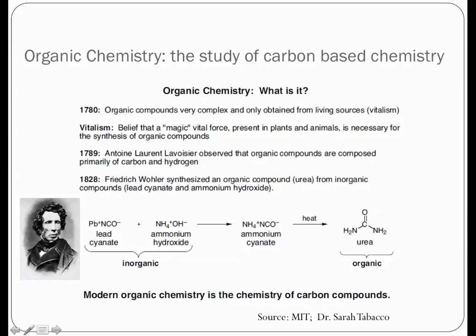It actually began in 1828 with Friedrich Wöhler, who was the first person to synthesize an organic compound from inorganic compounds. He actually produced urea, which is found in the urine of most mammals.